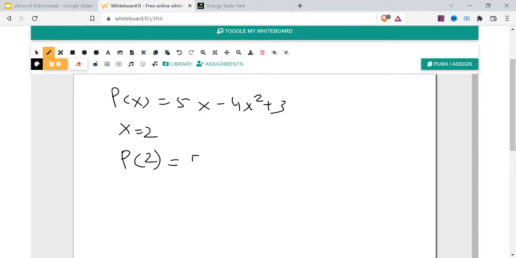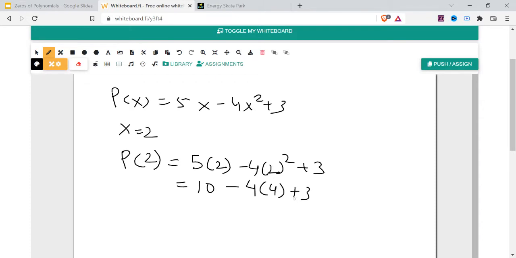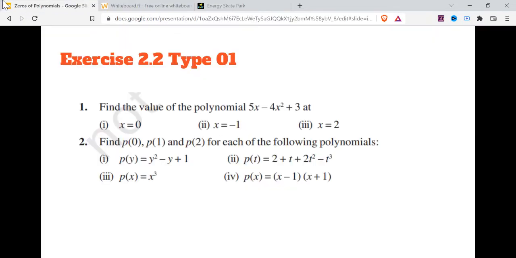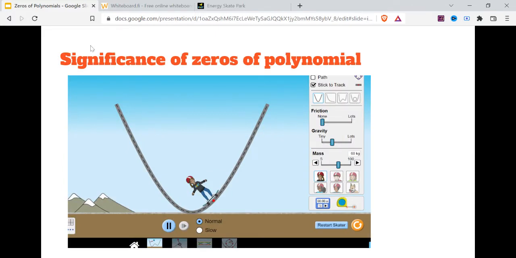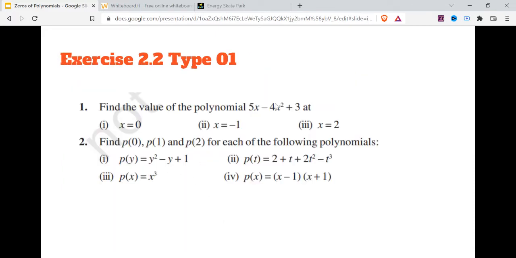So that will be 5 into 2 minus 4 into 2 squared plus 3. That will be 10 minus 4, 2 2s are 4, plus 3. That will be 10 plus 3 minus 16, which equals minus 3. So again, x equals 2 gives minus 3. So none of the values are resulting in 0 for question number 1.